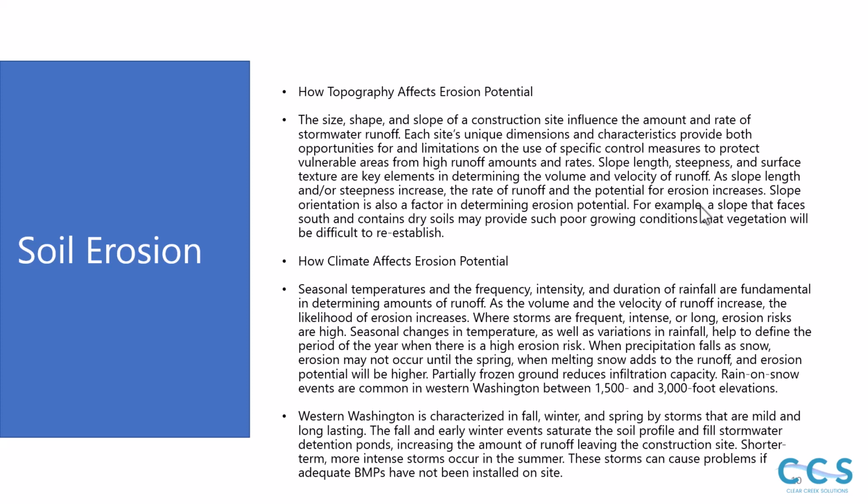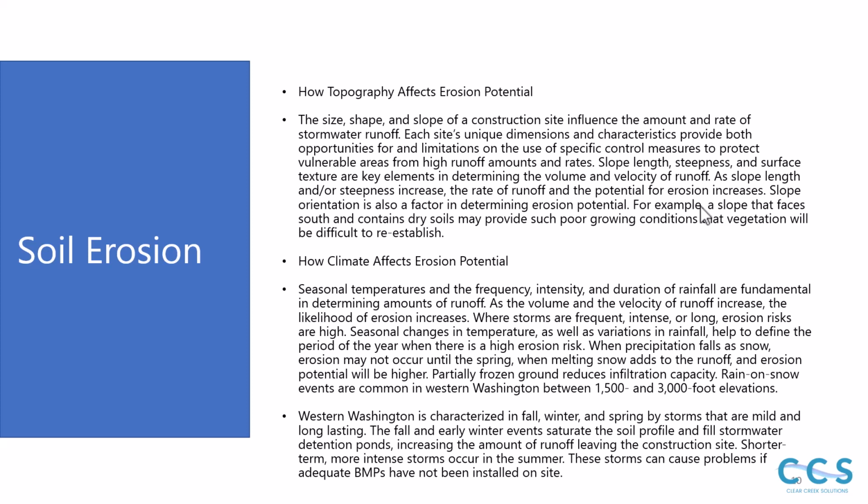Now let's talk about climate. Seasonal temperatures and the frequency, intensity, and duration of rainfall are fundamental in determining amounts of runoff. As the volume and the velocity of runoff increases, the likelihood of erosion increases. Where storms are frequent, intense, or long, erosion risks are high. Seasonal changes in temperature, as well as the variations in rainfall, help to define the period of the year for which there's high erosion risk. When precipitation falls as snow, erosion may not occur until the spring, when melting snow adds to the runoff, and erosion potential will be higher. Partially frozen ground reduces infiltration capacity.